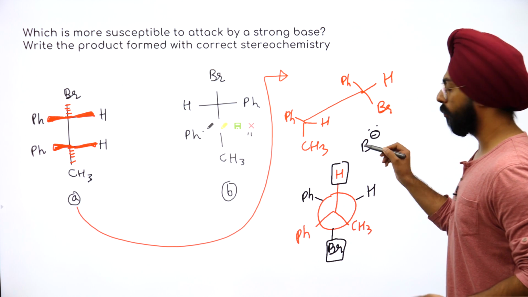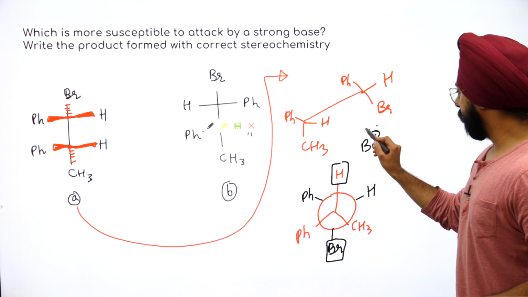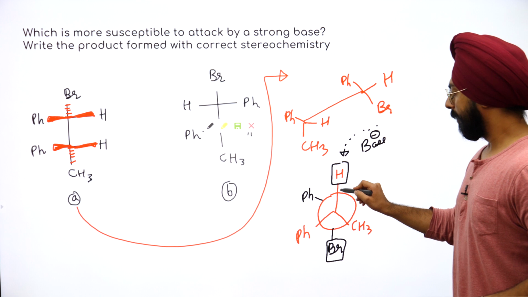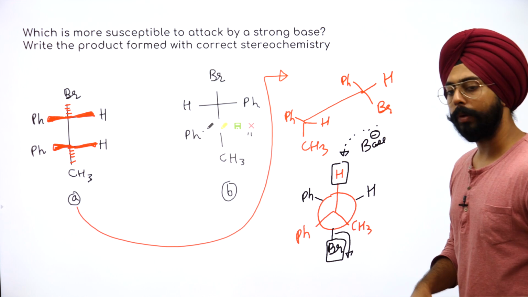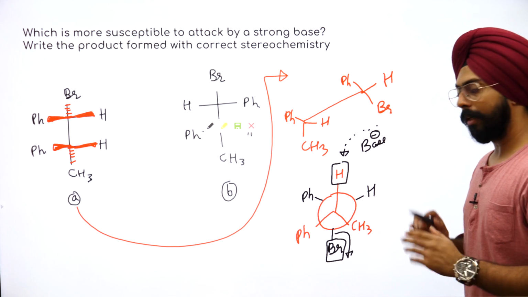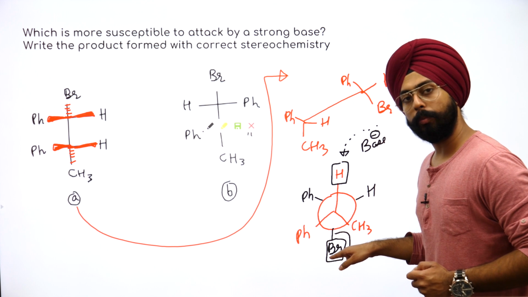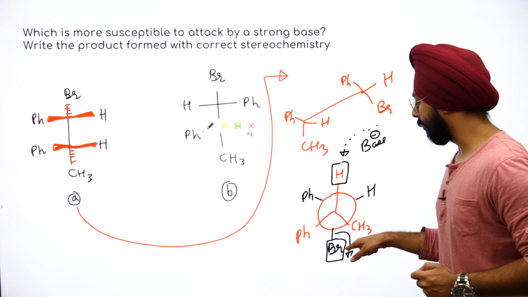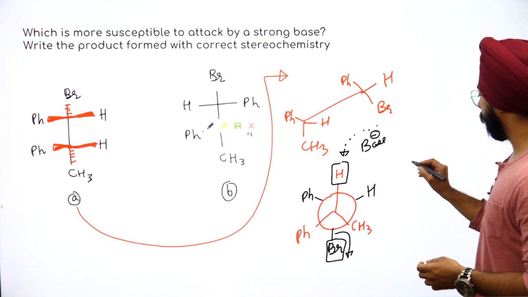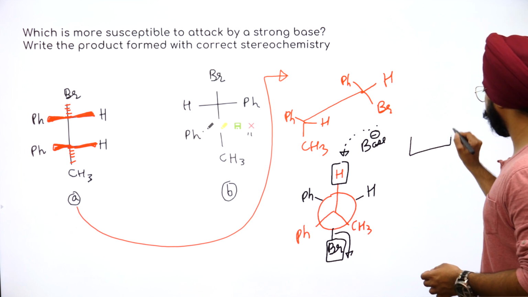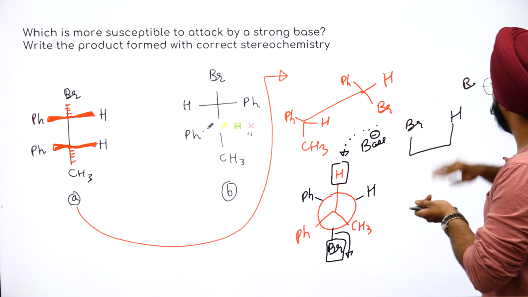Let's say there is a base. कोई भी base आ रहा है. This is base. ठीक है, ये बेस अटैक करेगा हाइड्रोजन पे. दिस बॉन्ड विल ब्रेक, दिस बॉन्ड विल ब्रेक, while bromine will take away the electrons. Anti-periplanar. Why is it supposed to be anti-periplanar? Because if the base approaches from the bottom, it's gonna interact with bromine. नहीं कर सकता वहां से approach. See, if something like this was happening, let's say bromine, hydrogen, and the base wants to come over here.